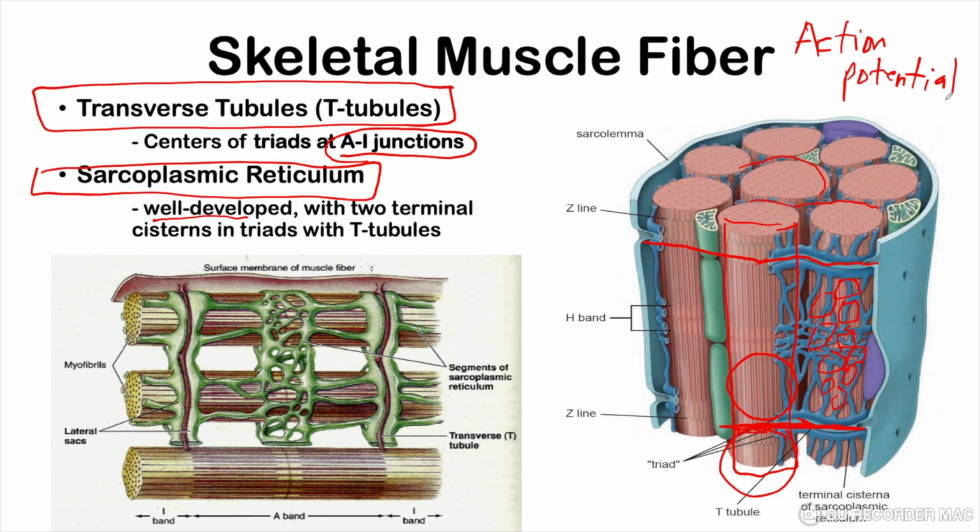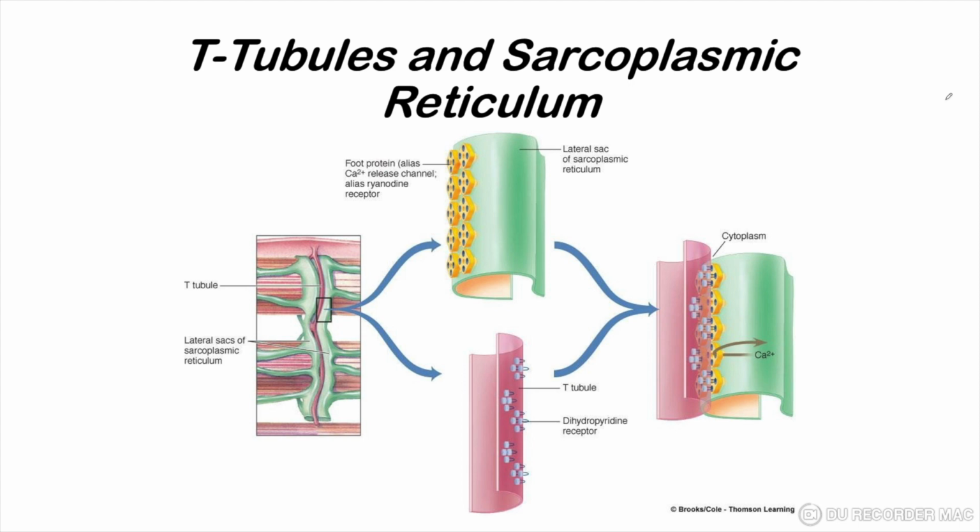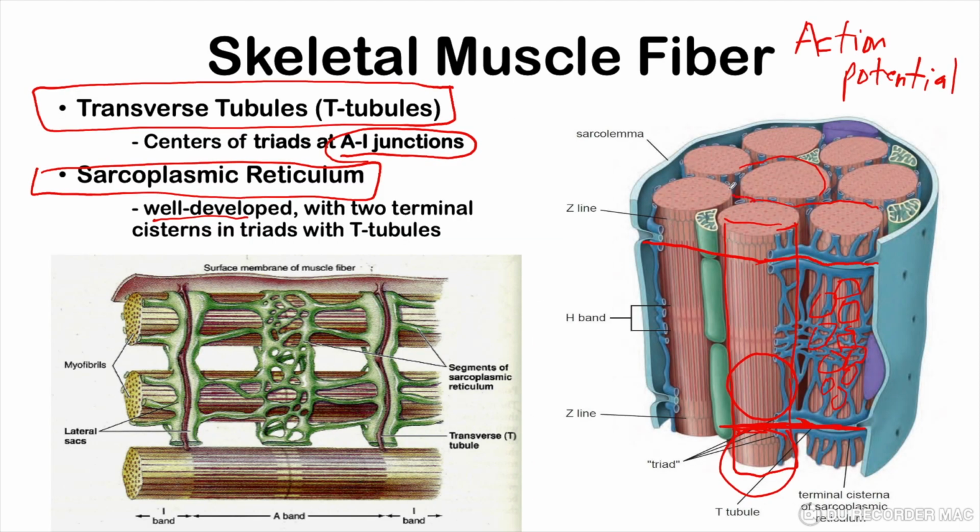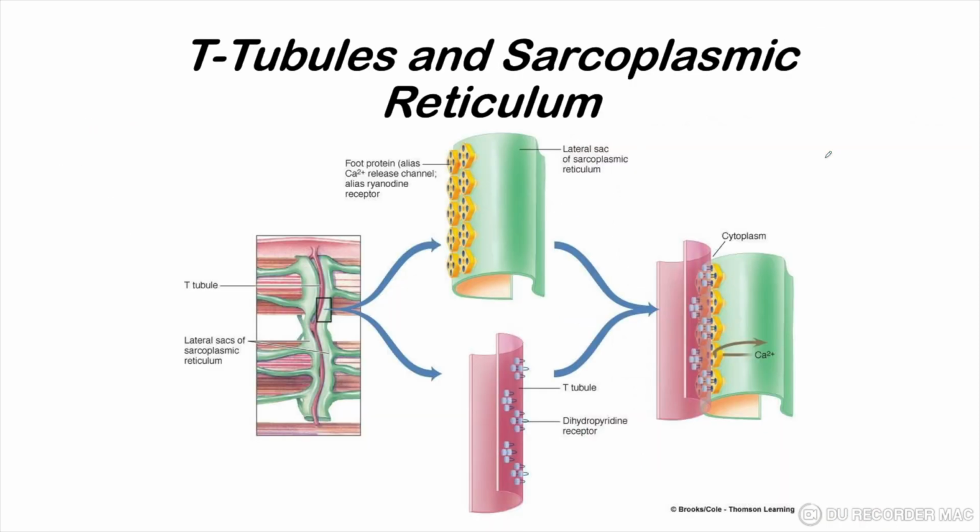So remember, the transverse tubule is still part of your sarcolemma. The sarcoplasmic reticulum, we'll talk about that later. So those two are pretty important. Again, notice how the sarcoplasmic reticulum permeates all the components, all these rod shapes here. And those rod shapes are important too. We'll talk about that later. So, again, the T-tubules and the sarcoplasmic reticulum.